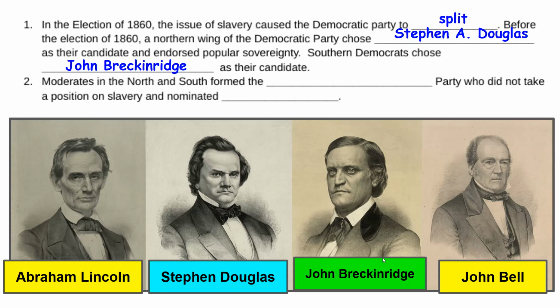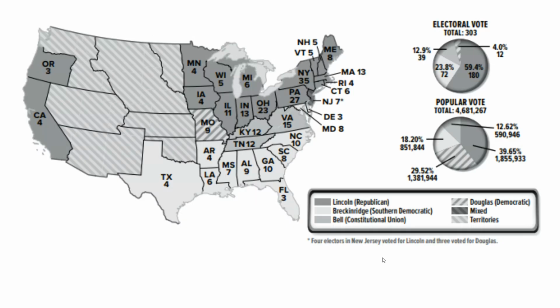The Southern Democrats chose John Breckinridge as their candidate, a man from the Deep South. He probably had more in common with the slaveholders down there. Moderates in the North and in the South formed the Constitutional Union Party, who did not take a position on the issue of slavery, and thus they nominated John Bell. But wait, there is this dark horse, a Republican. His name is Abraham Lincoln, and he is going to run.